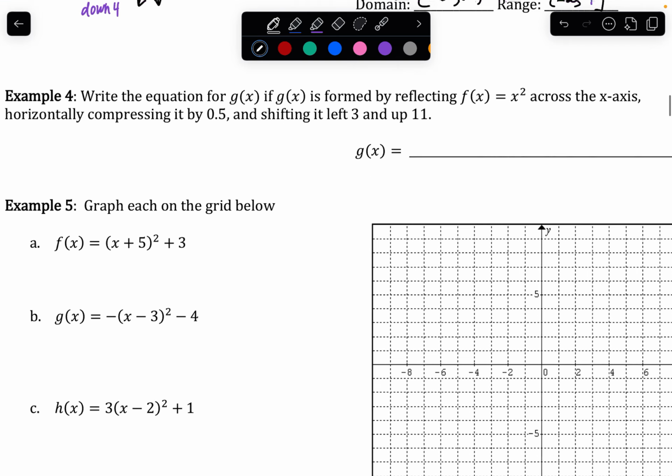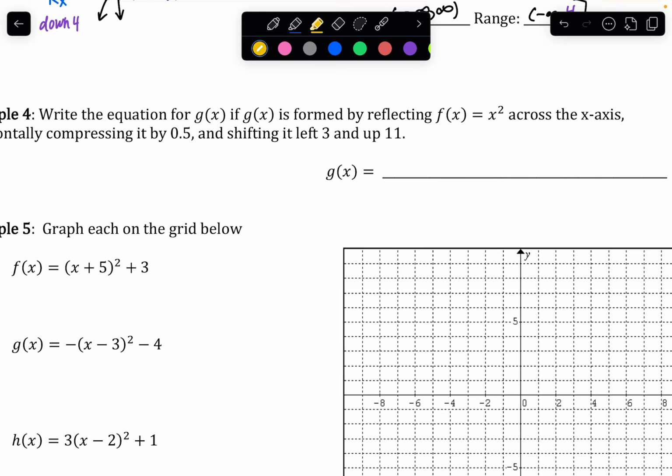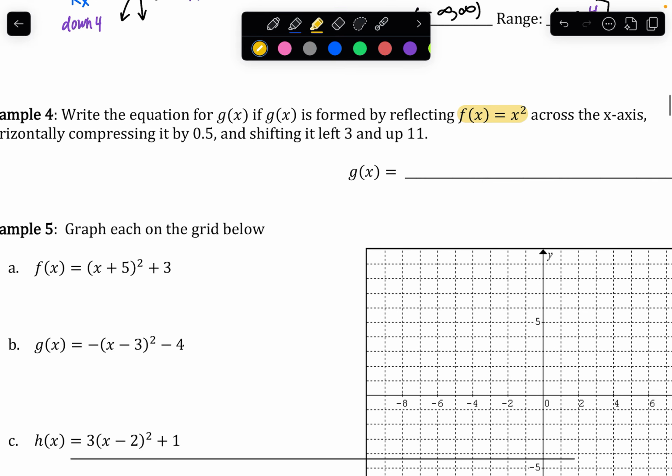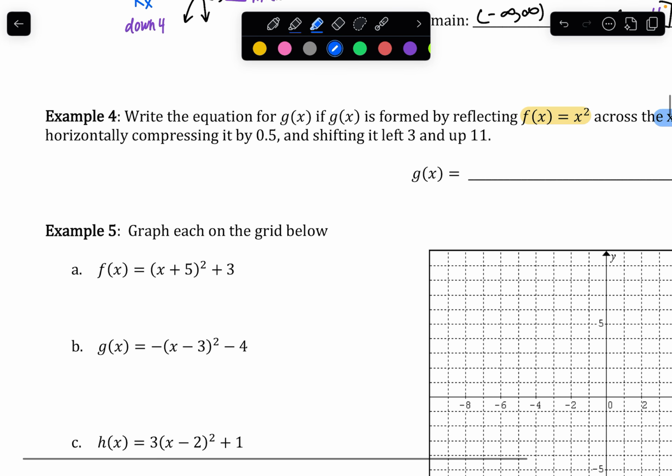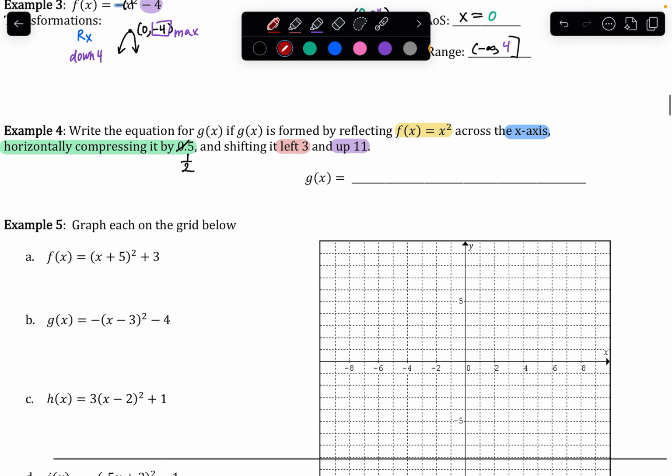Okay, example 4 says, write the equation for g of x if g of x is formed by reflecting our parent function, x squared, across the x-axis. So we have x squared reflected across the x-axis. We have a horizontal compression by 1/2. Rewrite that as a fraction. And then shifting left 3 and up 11.